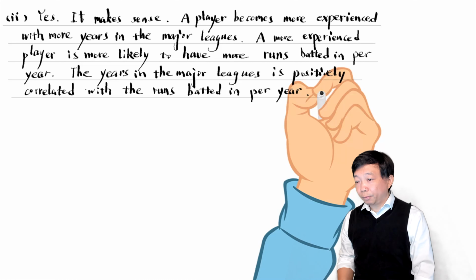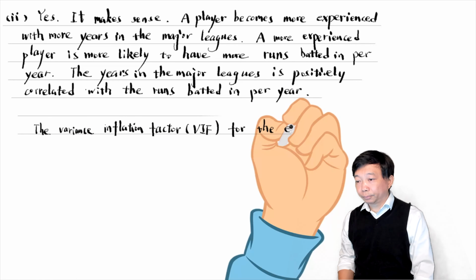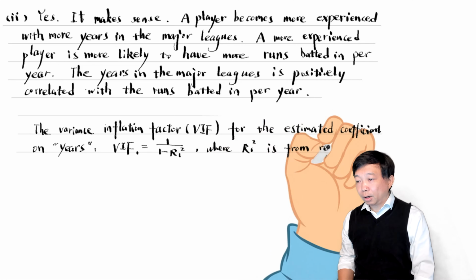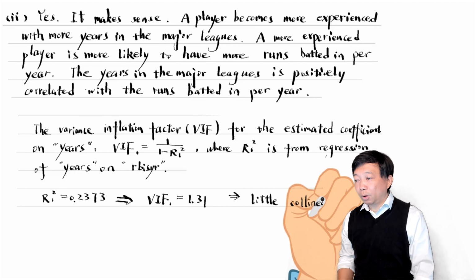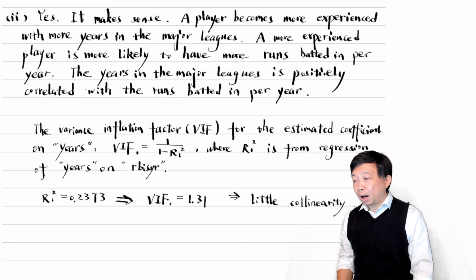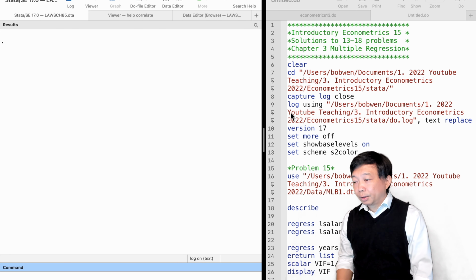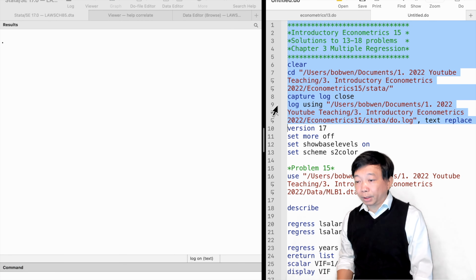The variance inflation factor, VIF, for the estimated coefficient on years equals 1 over 1 minus R squared 1. The R squared 1 comes from the regression of years on runs batted in per year. The problem does not provide information about this regression. We can run the regression by ourselves. You can download all the datasets from the link below.